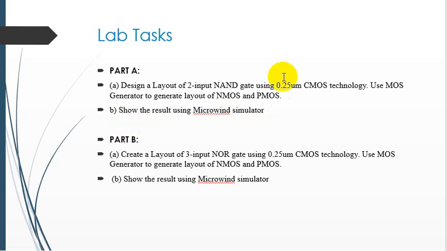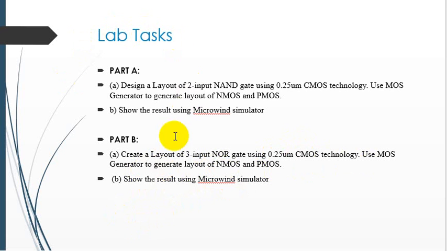The same steps are going to be applied on the 3 input NOR gate, not the 2 input. It's going to be changed into the 3 input NOR gate. So we get the practice of the 2 input and the 3 input. The same CMOS technology length is available, and you are going to generate the layout of NMOS and the PMOS, and then you will show the result using the Microwind simulator.